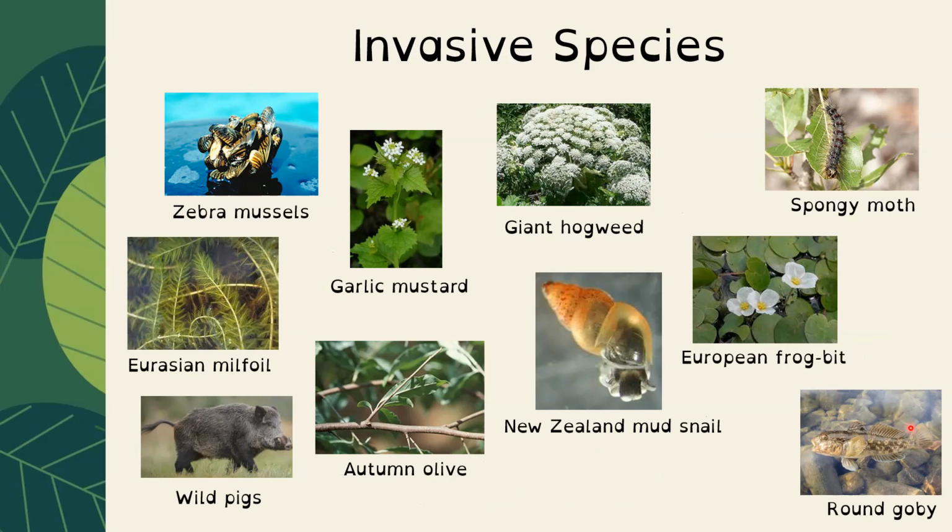So here are some invasive species in Canada. Zebra mussels, garlic mustard, Eurasian milfoil, this is in water, wild pigs, autumn olive, New Zealand mud snail, giant hogweed, European frogbit, spongy moth, and round goby. These are all things that are now in our areas that were not originally here and now are taking over space.